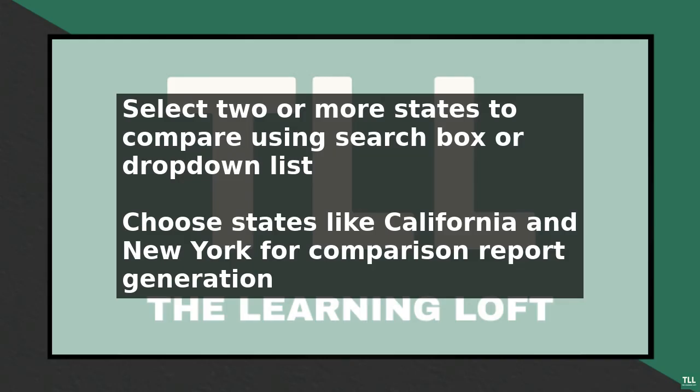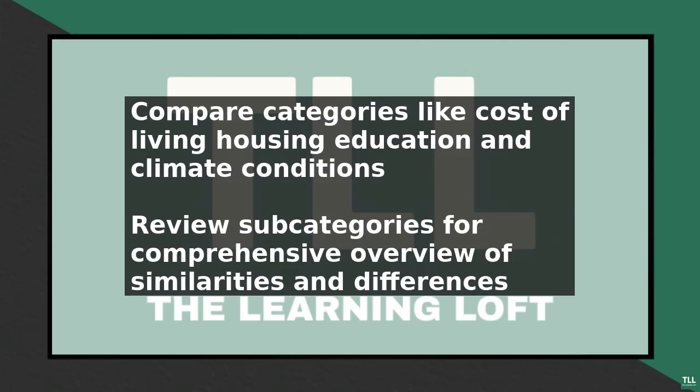The website will then generate a detailed comparison report, which includes various categories such as cost of living, housing, education, and climate. Each category is further divided into subcategories, providing a comprehensive overview of the similarities and differences between the selected states. For instance, under the cost of living category, you can compare the overall cost of living index, housing costs, food prices, and transportation costs between the 2 states. This information can be extremely useful if you are planning to relocate or start a business in a new state.